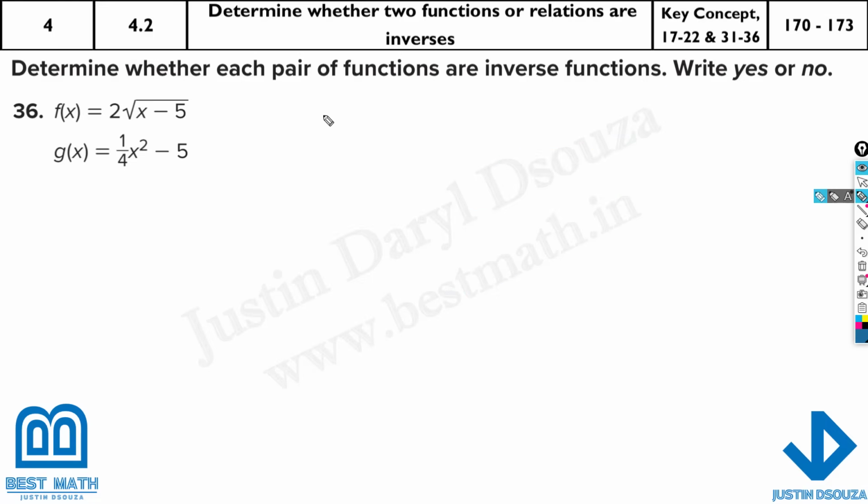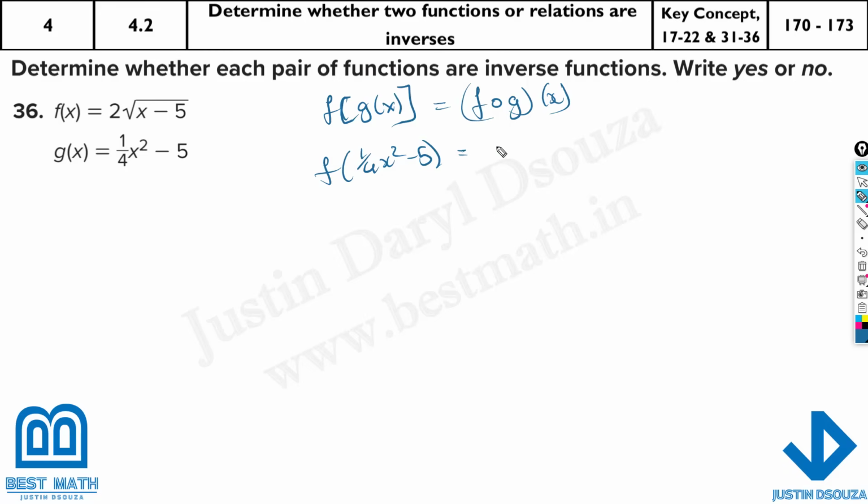And here as well, let's try f of g of x. I'm not writing all the steps, but initially you can write f of g of x. And then that means f composition g of x. And now we can substitute: what is g of x? It is 1/4 x squared minus 5.